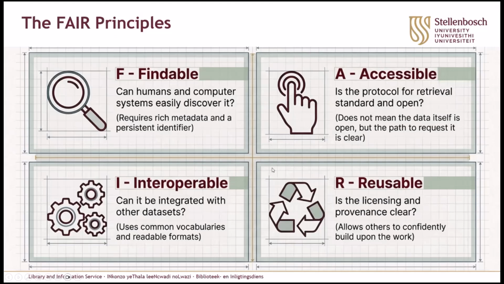So I briefly mentioned the FAIR principles earlier, and the FAIR principles are a core underlying principle of sound research data management. So if we talk about findability, the question is, can humans and computer systems easily discover this data set or the metadata associated with it? Is it accessible? Is the protocol for retrieval standard and open? So that does not mean necessarily that the data is open, but the means of requesting access where possible is open and available. Is it interoperable? Can it be integrated with other data sets? Does it use common vocabularies and readable formats?